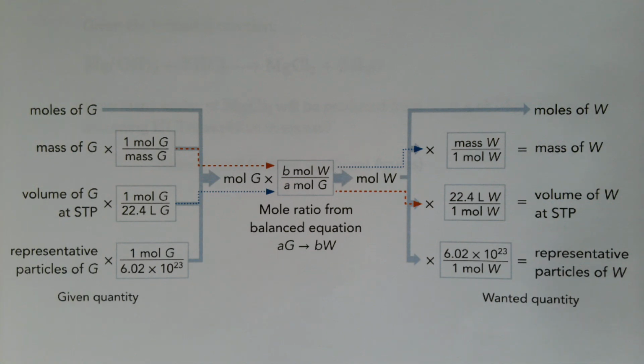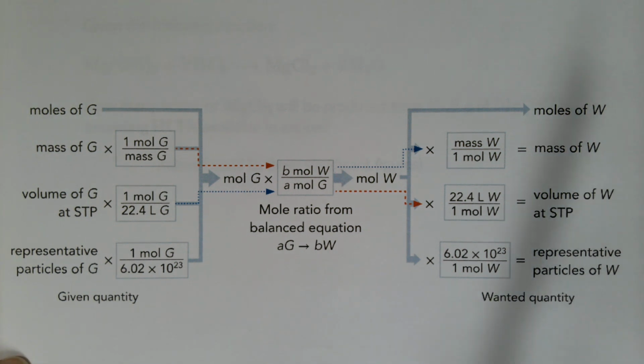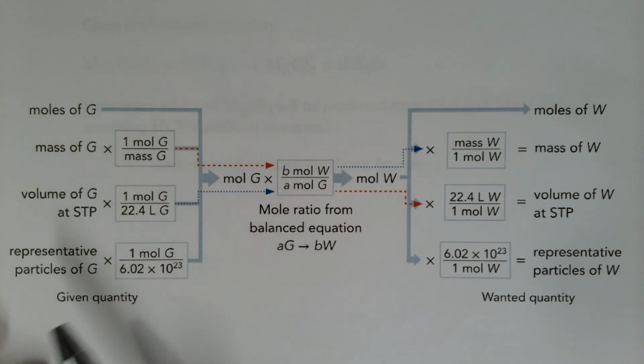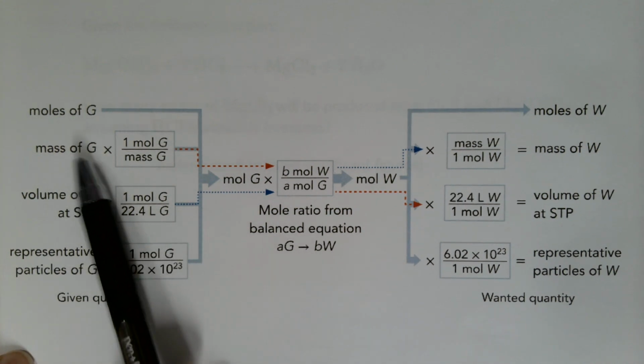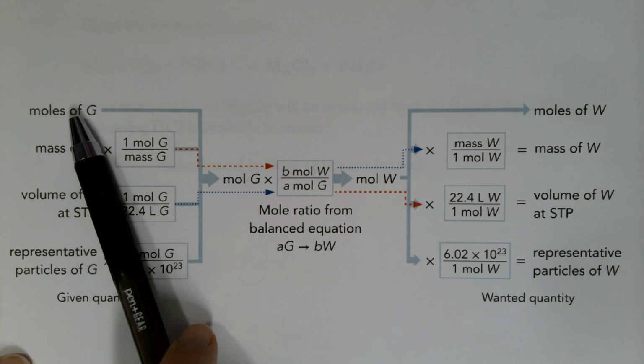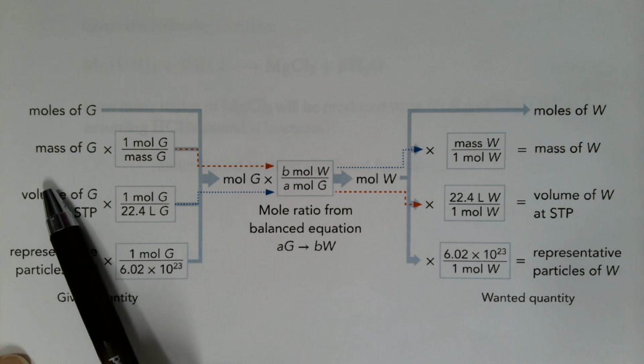I wanted to do some sample problems with you today. I just wanted to go over how to use this mole roadmap in order to complete your stoichiometry calculations. So depending on what your given quantity is, most often you would be given a quantity in mass because that's what's being measured most of the time. Sometimes it'll be given to you in moles and sometimes volume.